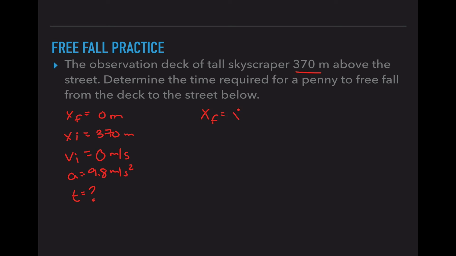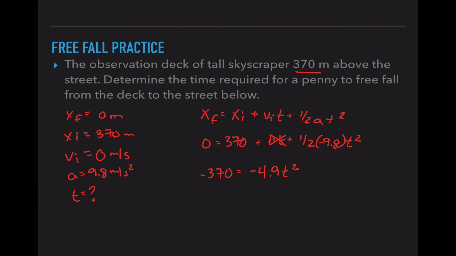So xf equals xi plus vit plus 1/2 at squared. That's the equation we're going to end up using. So we have 0 equals 370 plus 0 times time plus 1/2, 9.8 with a negative, t squared. So this goes away. We have to get that 370 away from the rest of this component, so we are going to be subtracting. 370 equals negative 4.9 t squared.